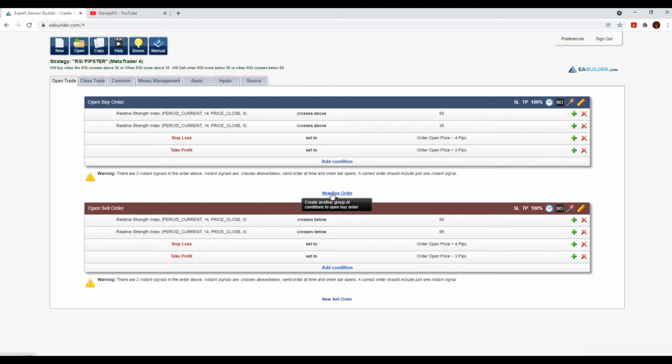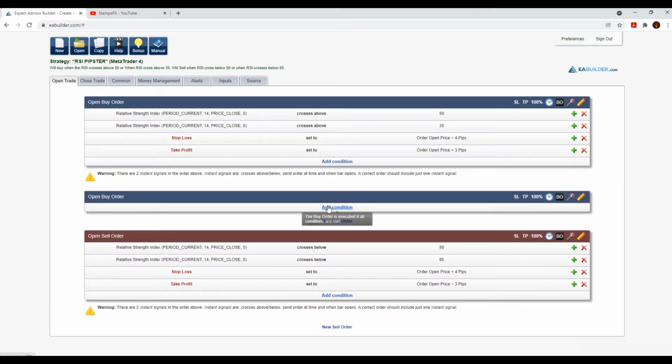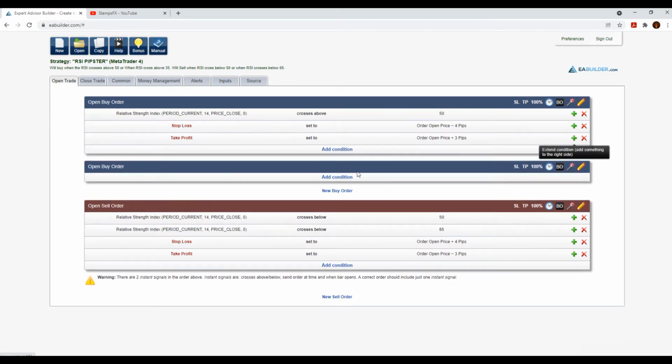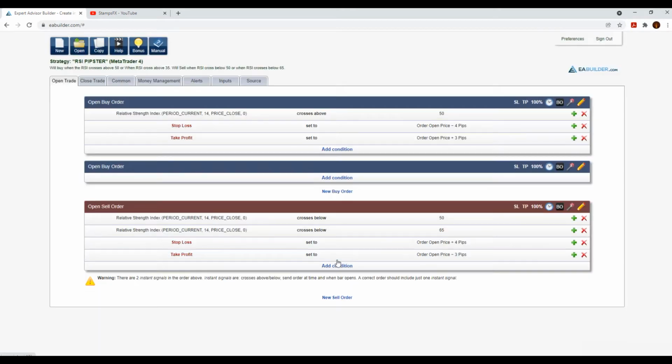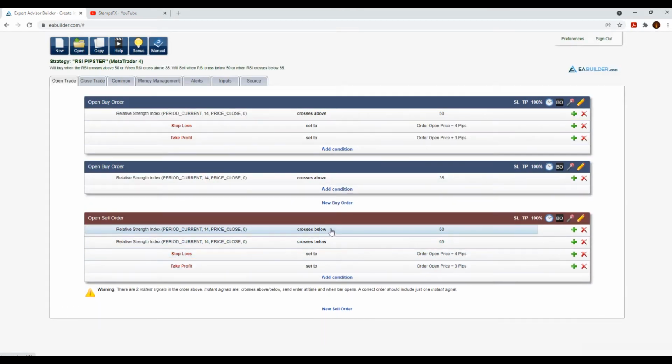So let's go and do a new buy order. We do have to separate this, and we'll just take this one out. The crosses above 35. So let's add condition: Relative Strength Index crosses above value 35. If we put both of them in the same box here, both of these conditions have to be true. So this has to cross below 50, and it also has to cross below 65, which is not possible. So we have to separate this and make it a completely separate buy order.